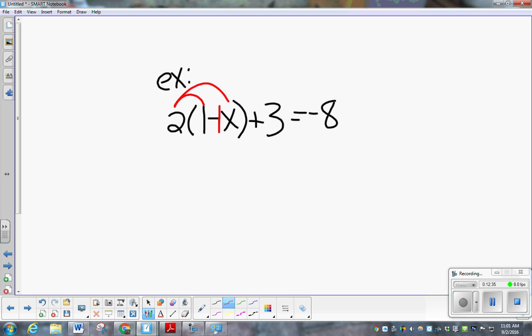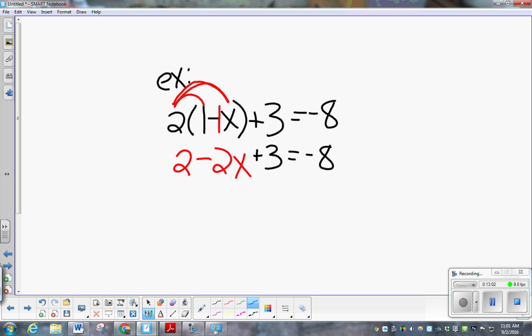So 2 times 1 is 2, and 2 times negative 1x is negative 2x. I just multiplied 2 times negative 1 to get negative 2, and the x, there's no other variable to multiply by, so he stays the same. Now we still have the rest of this equation. Plus 3 equals negative 8. Nothing about that changed. We just distributed the 2 to what was in those parentheses.